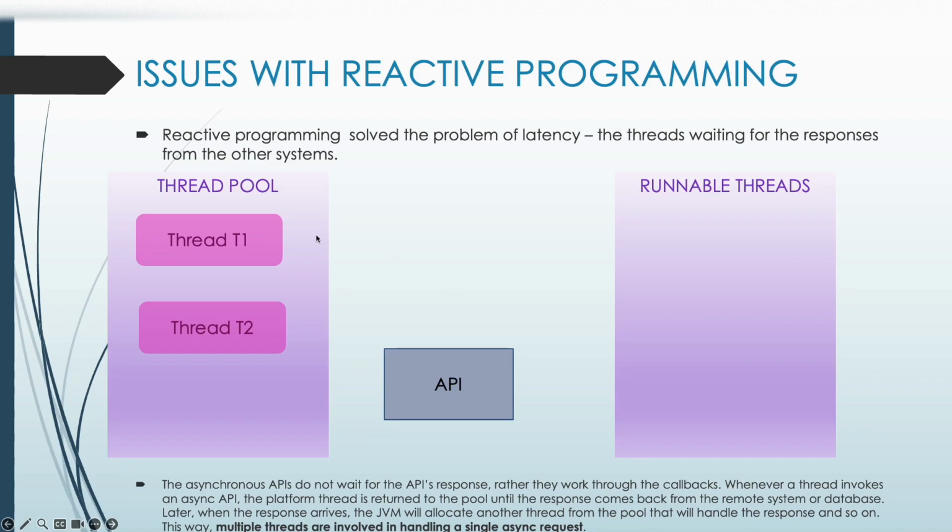So let's consider thread T1 is calling the asynchronous API. During that call, the thread will move from the thread pool to the runnable threads. But will it wait in the runnable threads for the API's response? No, it will come back to the thread pool. Suppose the API returned a response, what will happen? This callback method will inform that the response is returned. By then the thread pool will allocate some other thread in the thread pool to the API to handle the response. In this way, multiple threads are involved in a single asynchronous request.